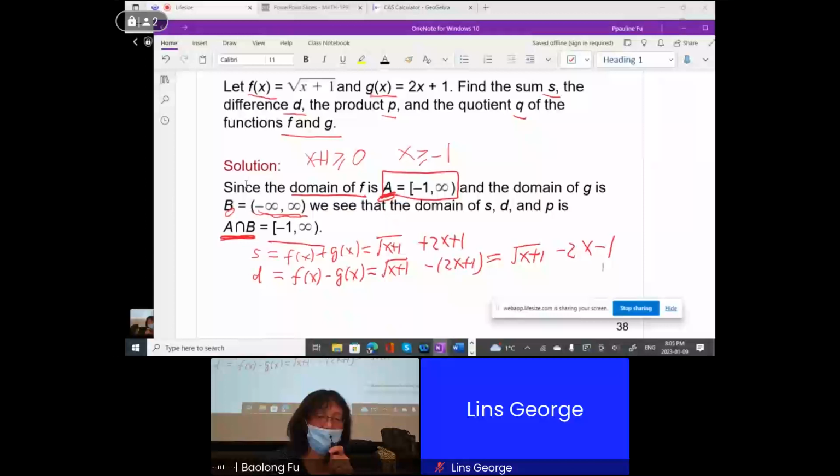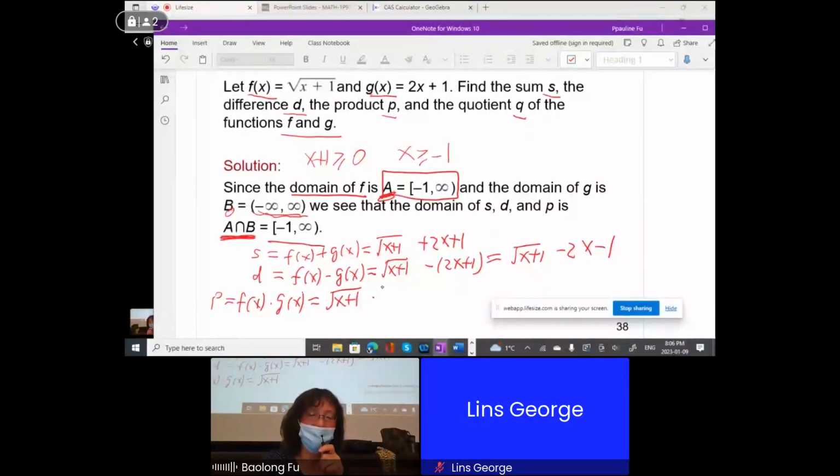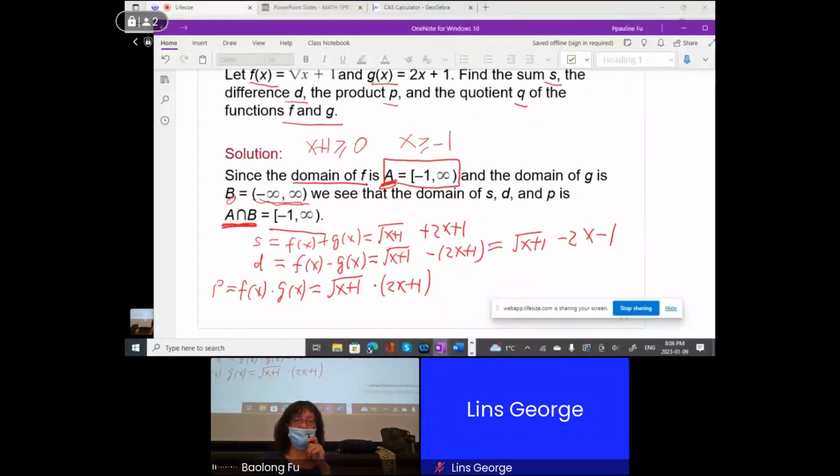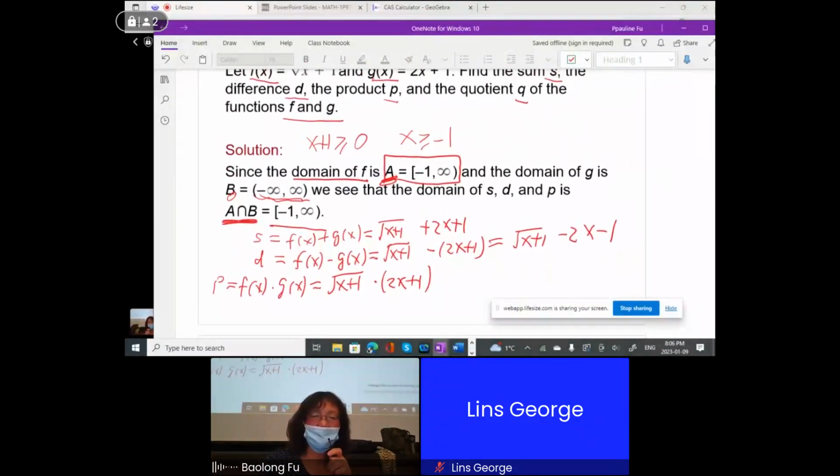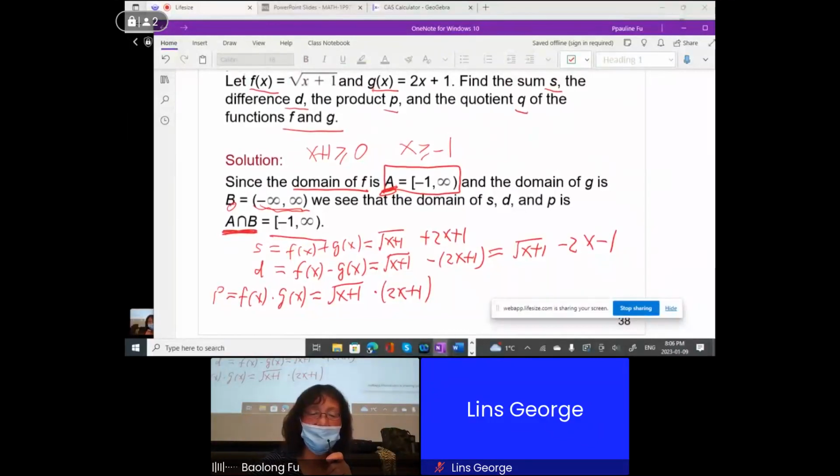And the product P means f(x) times g(x), meaning square root of x plus 1 times (2x plus 1). This is the final result. You cannot simplify. And the quotient Q equals f(x) over g(x), which equals square root of x plus 1 over 2x plus 1. Any questions?